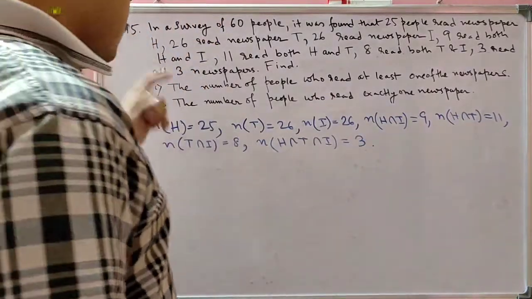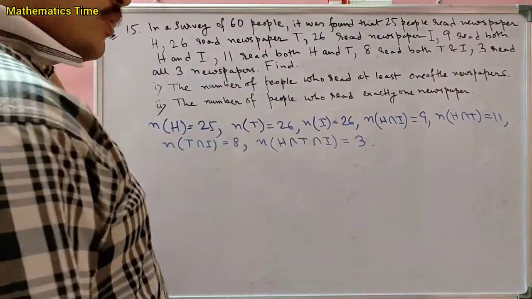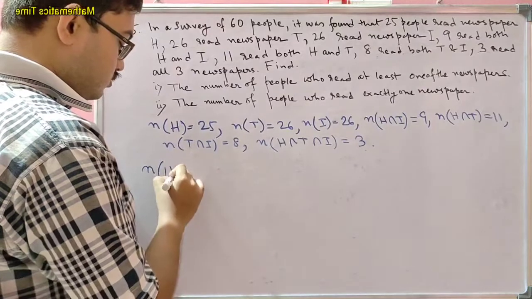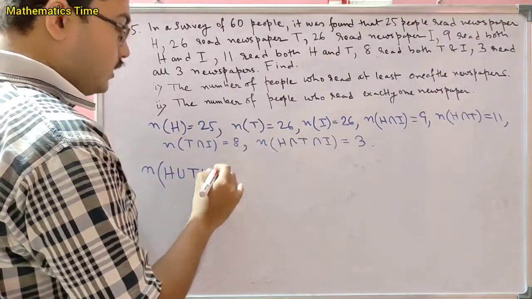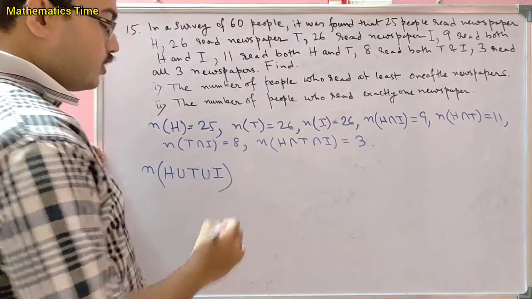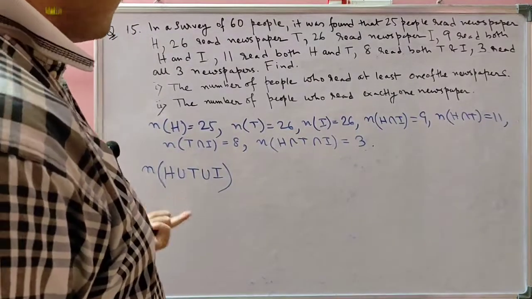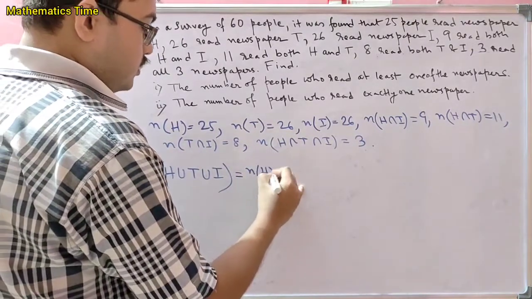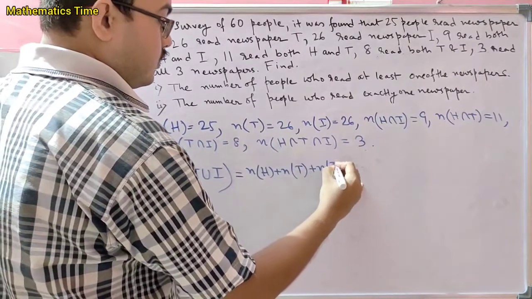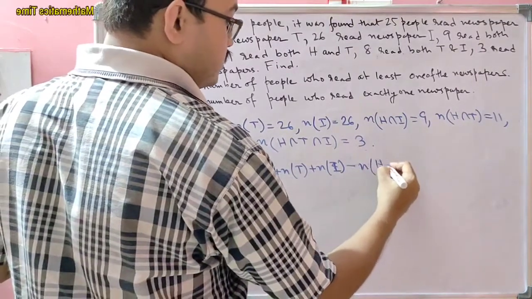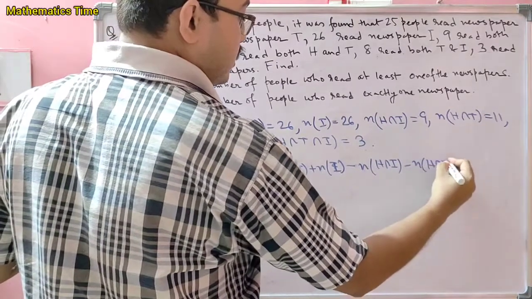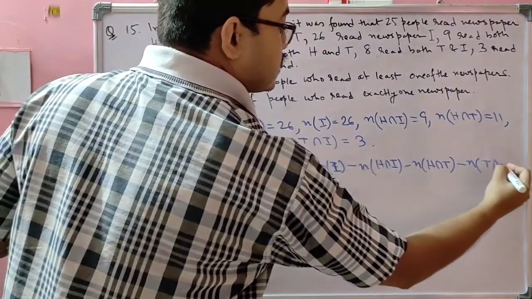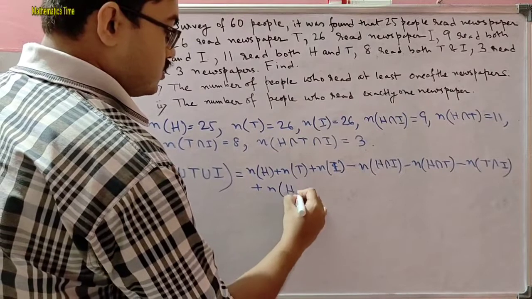So applying the formula, the number of people who read at least one of the newspapers means we have to calculate the union of the 3 types of people, H, T and I. So applying the formula, it will be n of H plus n of T plus n of I minus n of H intersection I minus n of H intersection T minus n of T intersection I plus n of H intersection T intersection I.